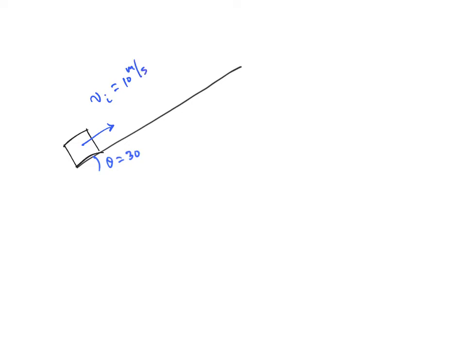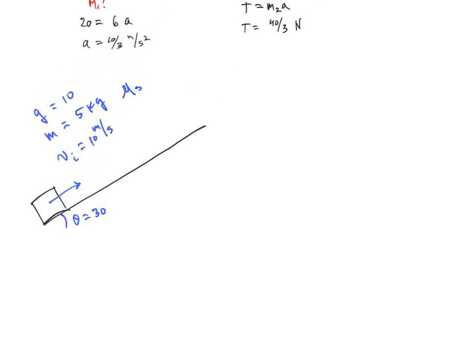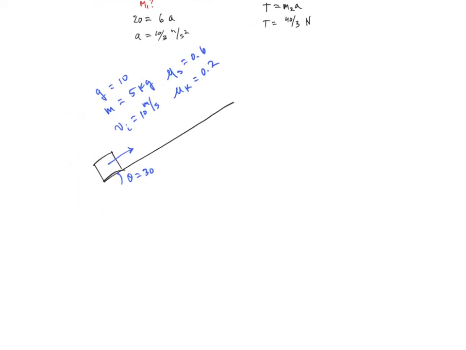10 meters per second, and we'll say that it has a mass of 5 kilograms, and again, I'm going to use g equals 10 just for simplicity's sake. And I'm going to give you some mu values. I'm going to say that mu sub S is 0.6 and mu sub K is 0.2.